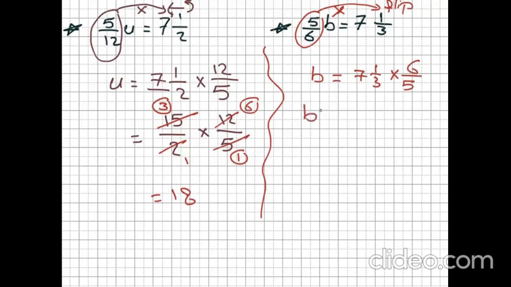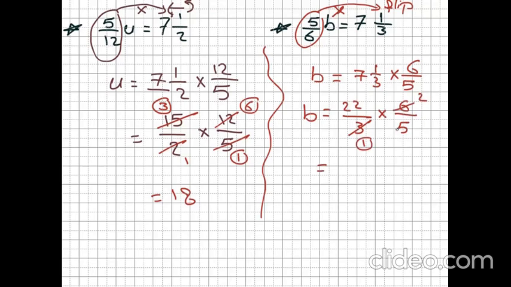Now b equals, we said here, if we have a mixed number multiplied by another fraction, we can change the mixed number to become an improper fraction. 7 multiplied by 3, the answer is 21. 21 plus 1, 22. Multiply by 6 over 5. From here we can divide by 3, the answer is 1. Divide by 3, the answer is 2.